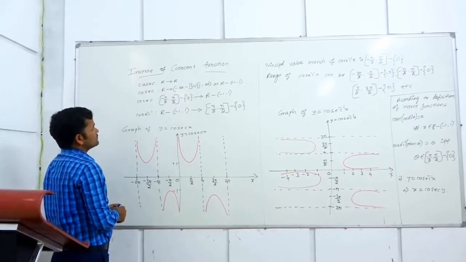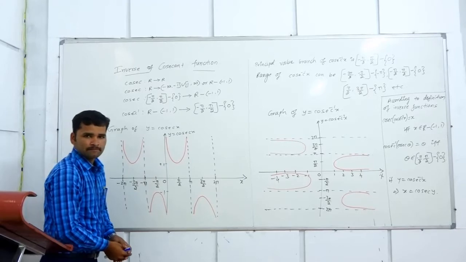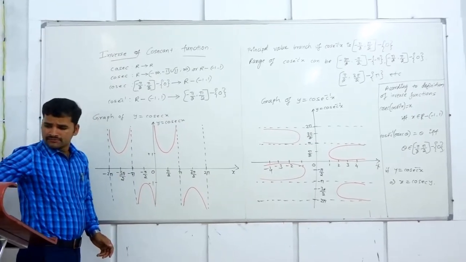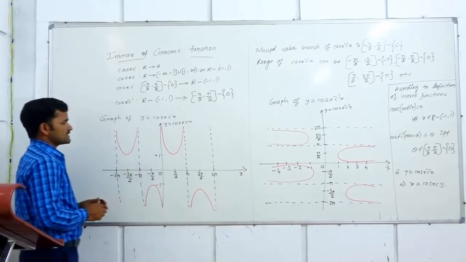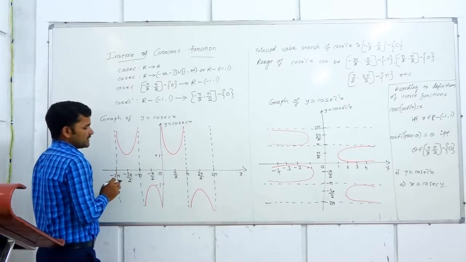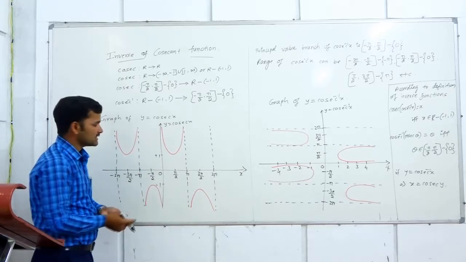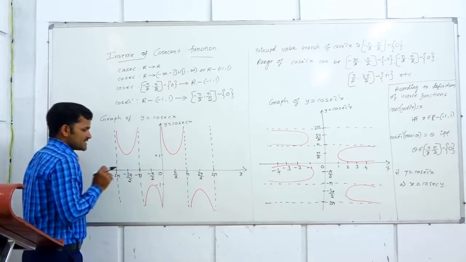Now to make the given function one-one, let us come to a graph here. This is how the graph of y equals cosecant x looks. How do we restrict the domain here? Anywhere you draw the horizontal line, it intersects at many points. Here it is not intersecting at all. So we will restrict its domain.